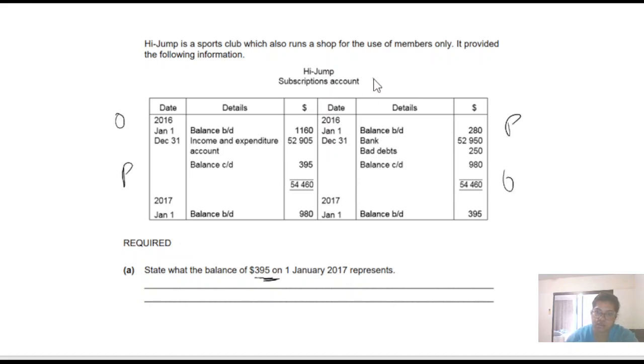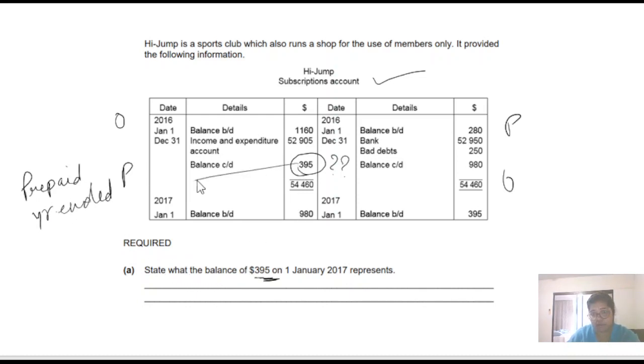Because this is a subscription account, they ask you to find out what this is. So this is P. In my previous video I also told you, this is your owing brought down, this is your owing carried down, this is your prepaid brought down, this is your prepaid carried down. So this value is your prepaid carried down, meaning prepaid at year end. In this question they ask you to identify this value.